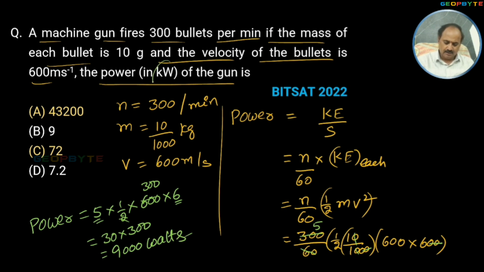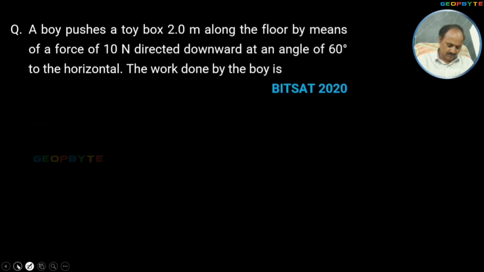9000 watts, but the option is asking kilowatts. 9000 watts divided by 1000 for getting kilowatts, that is equal to 9 kilowatts. Option B is absolutely correct. Understood clearly? Yes. Similarly, let us take another important problem.